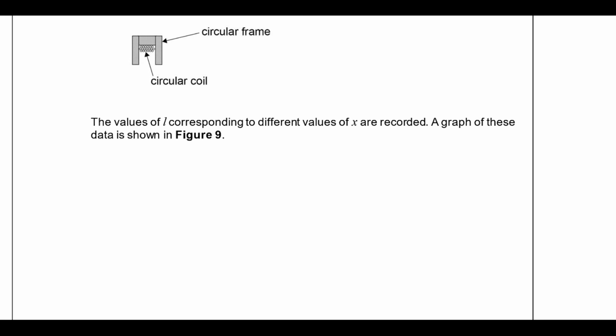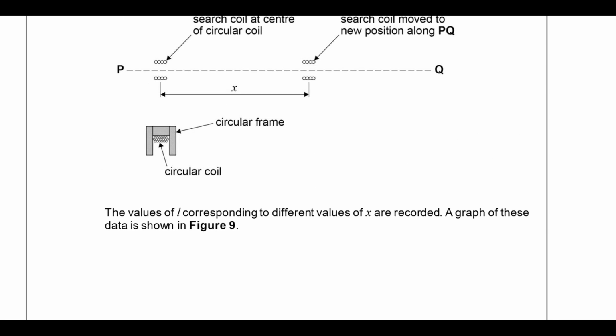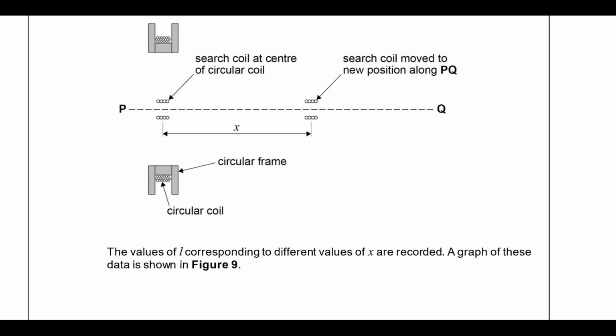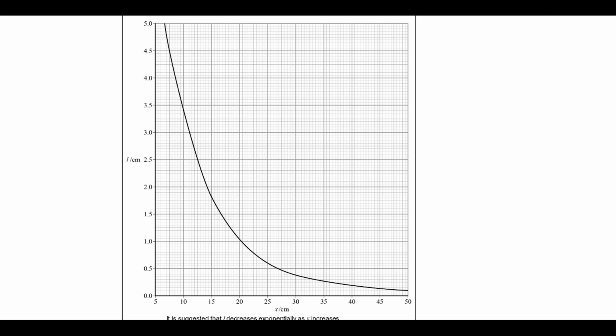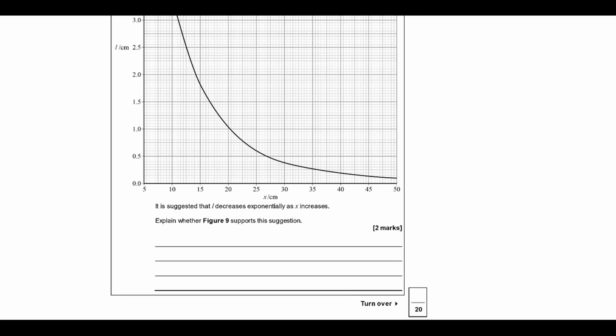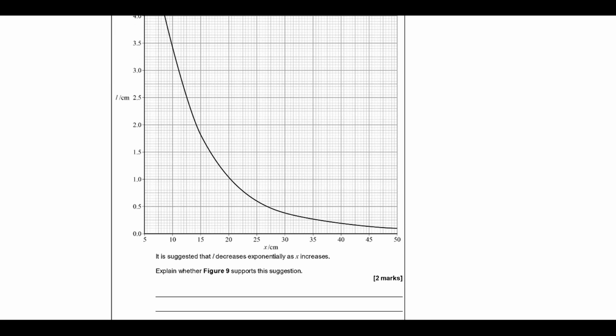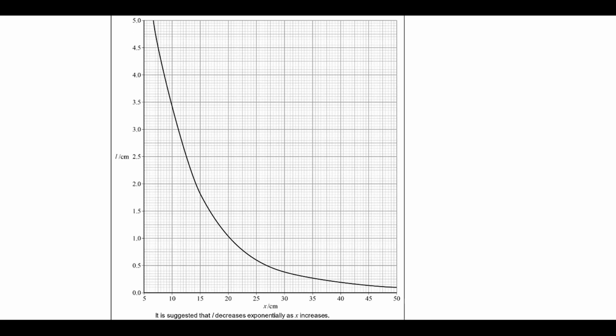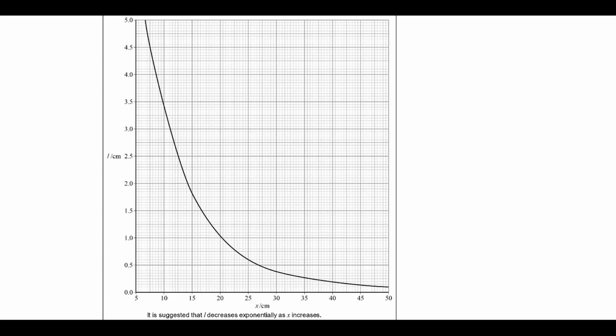The values of L corresponding to different values of X are recorded. A graph of this data is shown in figure 9. Okay, so this is figure 9 with this graph. It is suggested that L decreases exponentially as X increases. Explain whether figure 9 supports this suggestion. So to be an exponential relationship, the half-life should be constant. So we're going to need to measure a few half-lives.